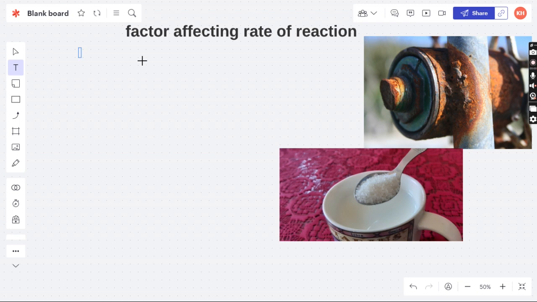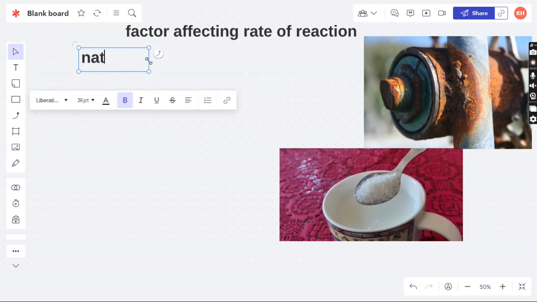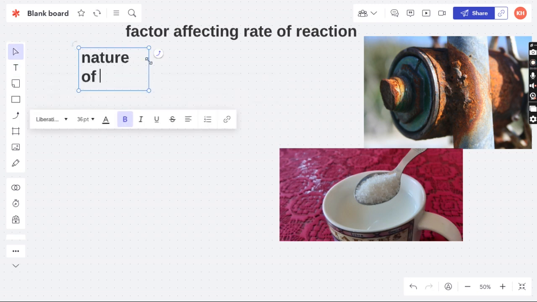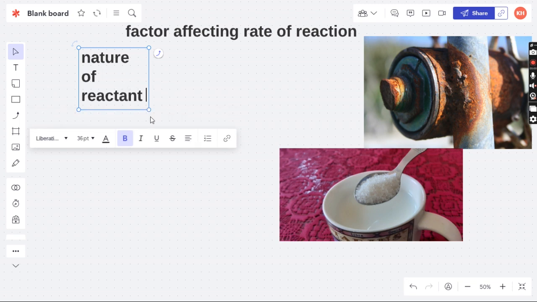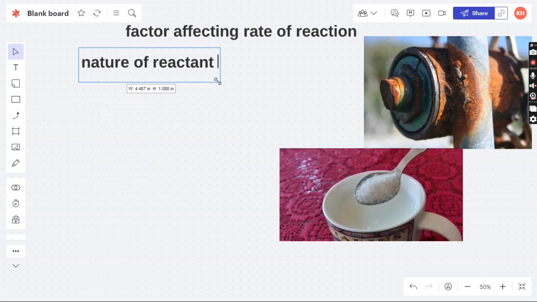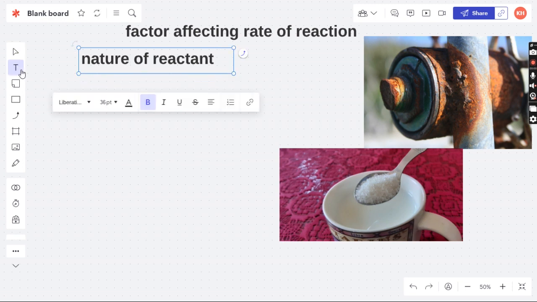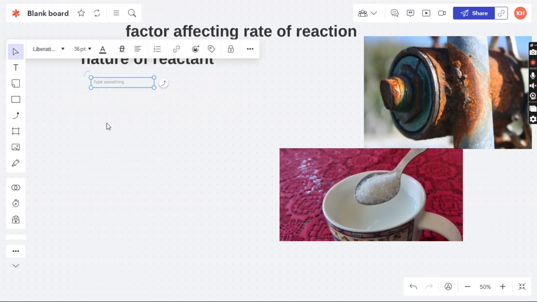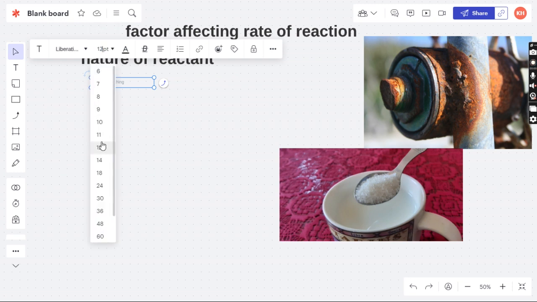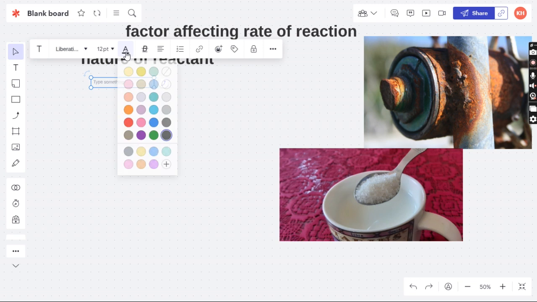So the first factor is nature of reactant. Now what does it mean? It means that nature of reactant refers to whether the rate of reaction is fast or slow and what exactly the nature of it is, right? So let's just do it.